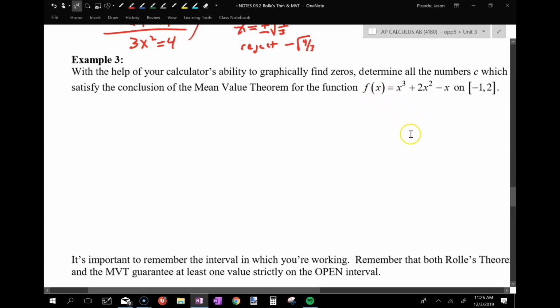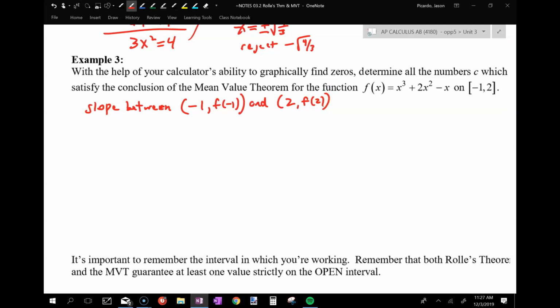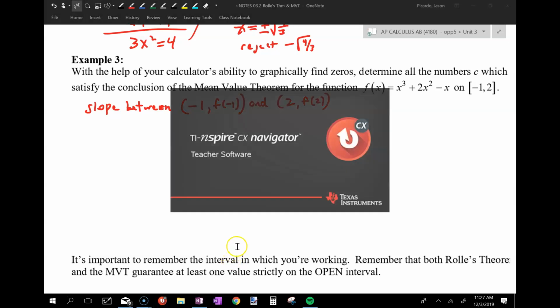Well, I need to figure out the slope of that secant, don't I? Right? I need to find the slope of that secant. So what I'm going to do is find the slope between -1, f of -1, and 2, f of 2. All right, so I'm going to do that. It says we can use the calculator, so all right, let's do it.